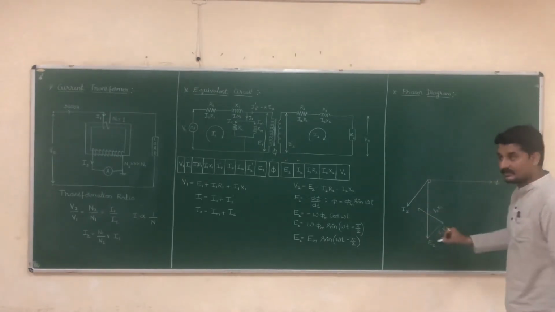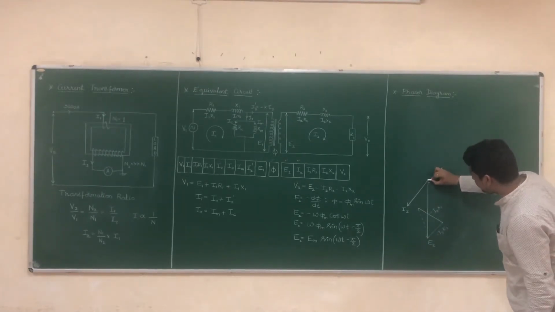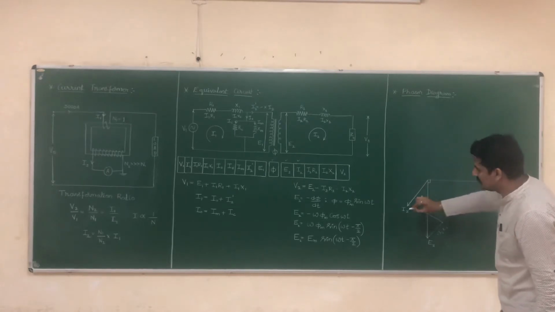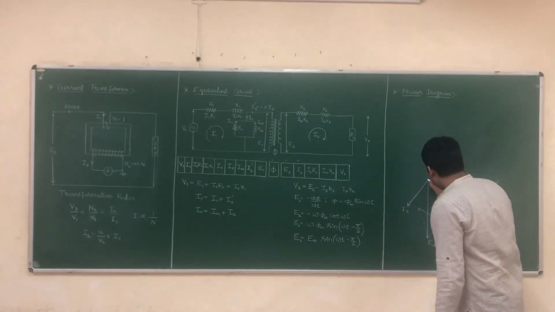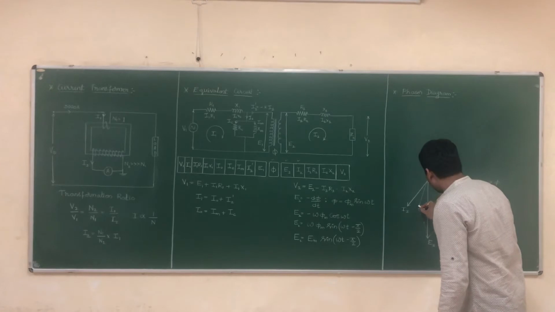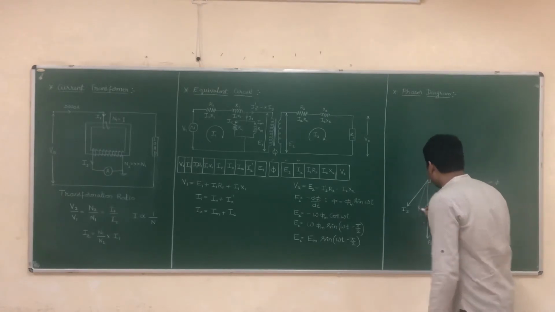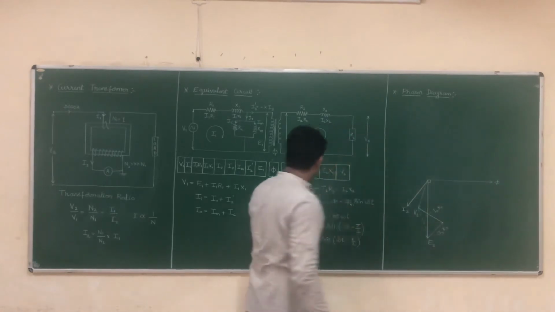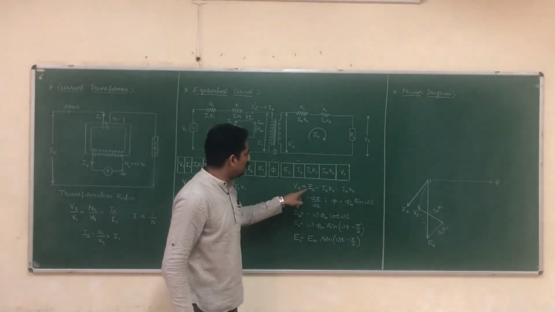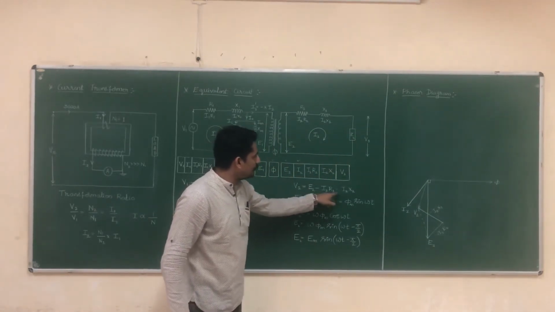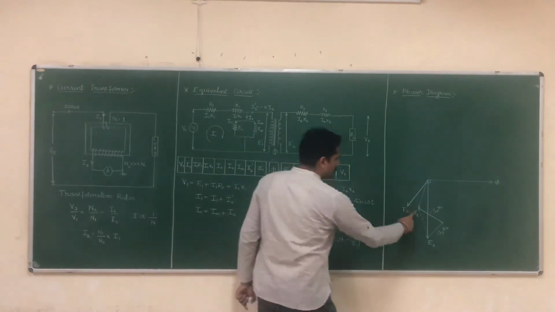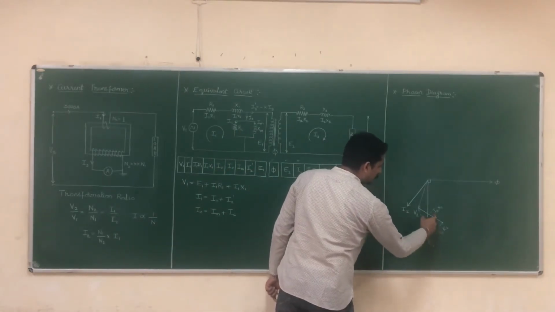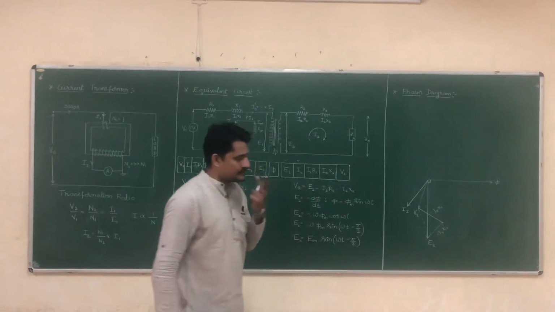Where I have started the phasor diagram, I have started it from here and I am ending it here. So if I draw a line from here to here, this gives V2, vector V2. V2 is equal to E2 minus I2 R2 minus I2 X2. V2 is equal to E2 minus I2 R2 minus I2 X2. That is V2.